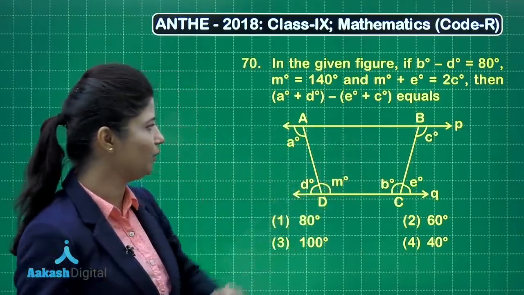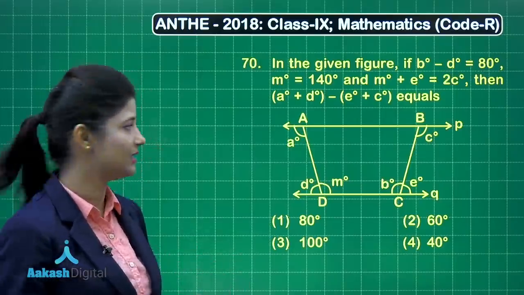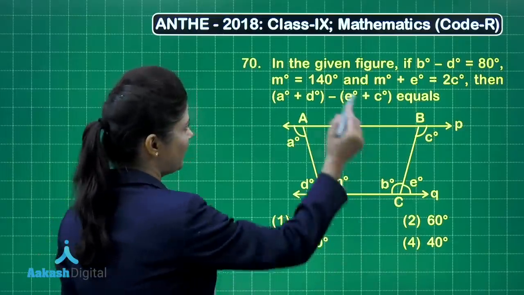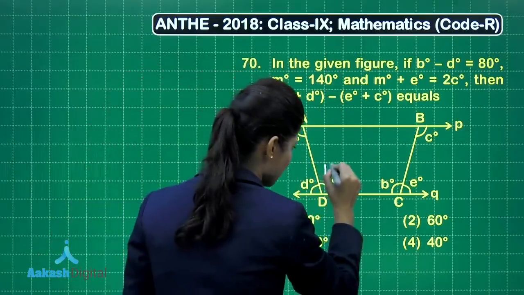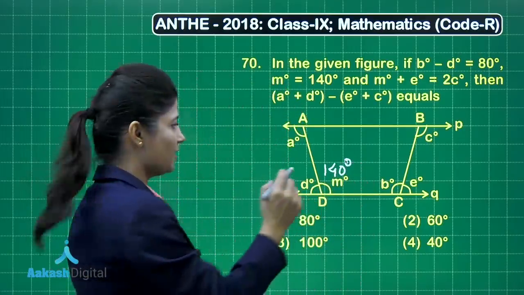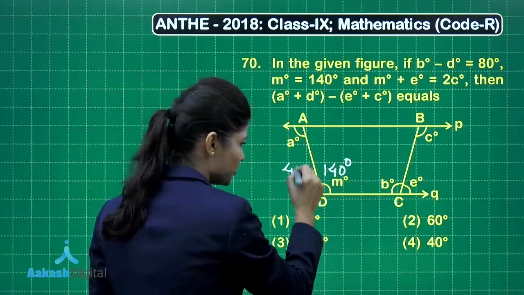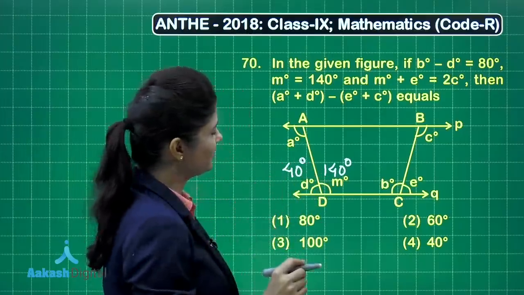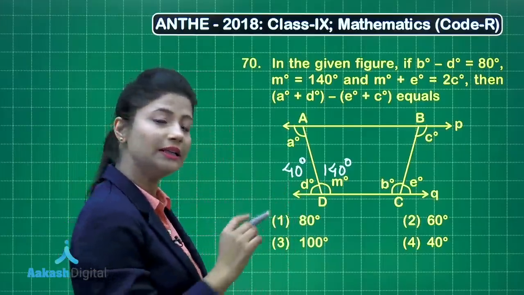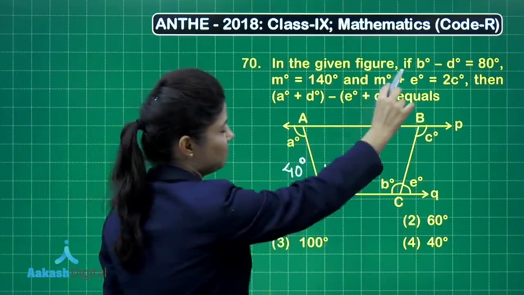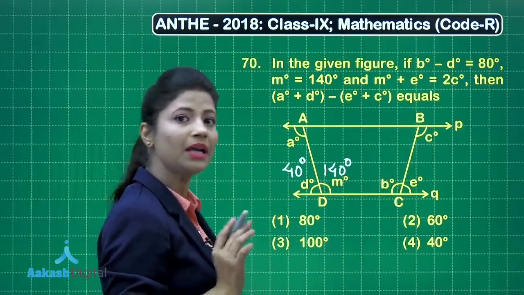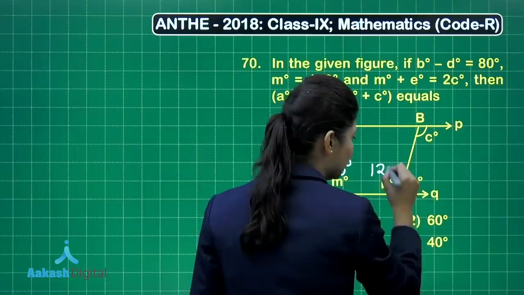So here in this figure you can observe we have this quadrilateral ABCD where clearly P and Q are representing the straight line. Here when I see the given information, M is measuring 140 degrees. M and D both are linear pair angles. If M is 140 degrees, D will measure 40 degrees. In this equation, B minus D equal to 80 degrees. If you substitute D equal to 40 degrees, then B minus 40 degrees will be equal to 80 degrees, resulting the value of B equal to 120 degrees.